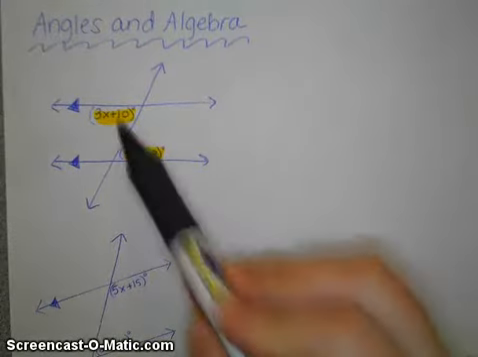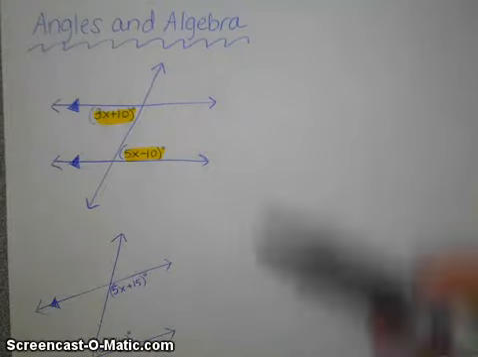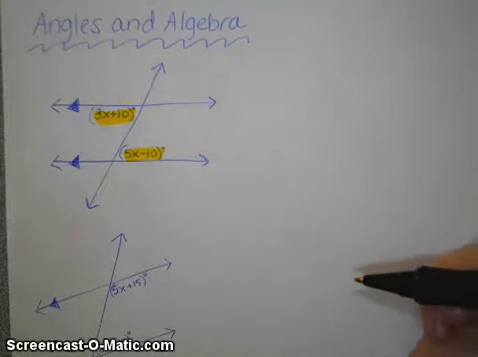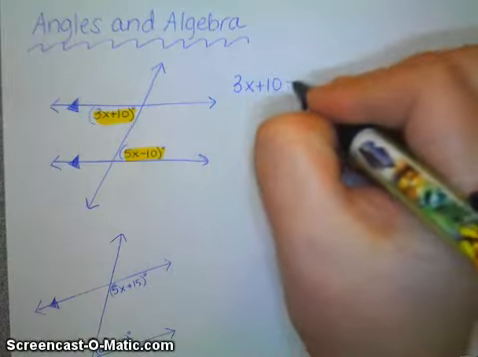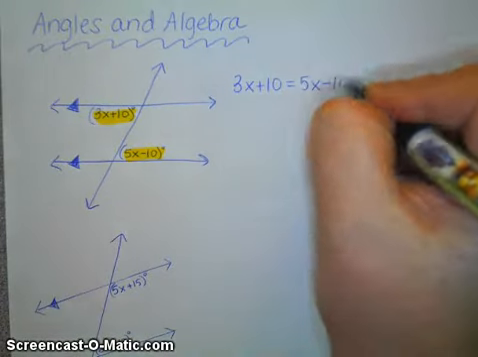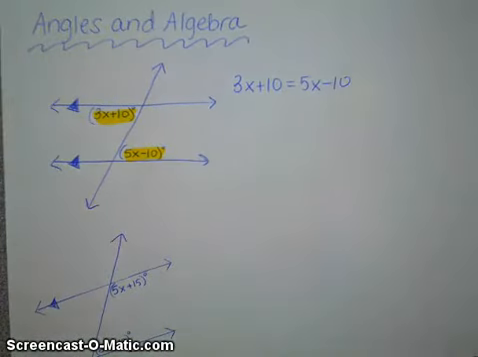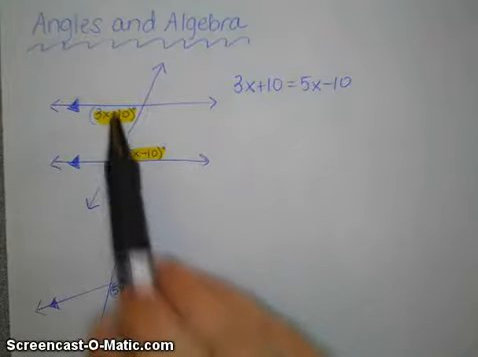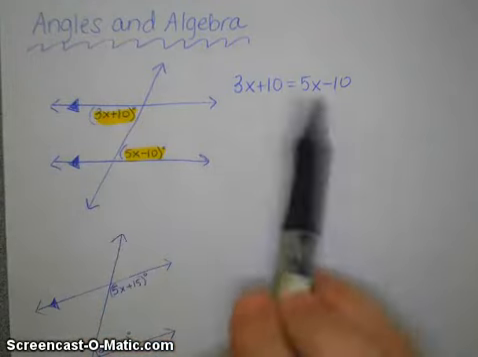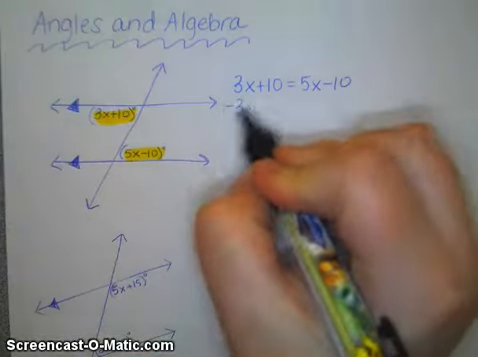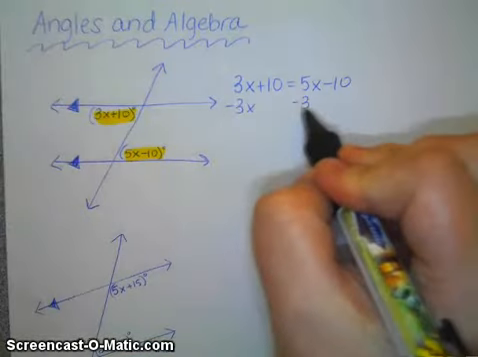These are alternate interior angles, and we know that alternate interior angles are congruent. So I'm going to set them equal to one another. 3x plus 10 is equal to 5x minus 10. So I just need to ask myself, what would I consider these angles? So again, alternate interior, and I know they're congruent, so I will set them equal. So I'll subtract 3x from both sides.